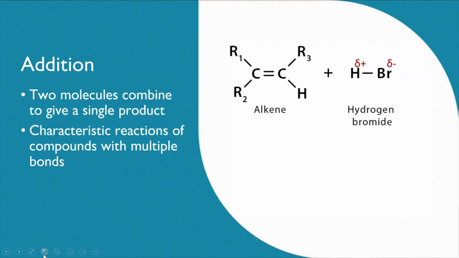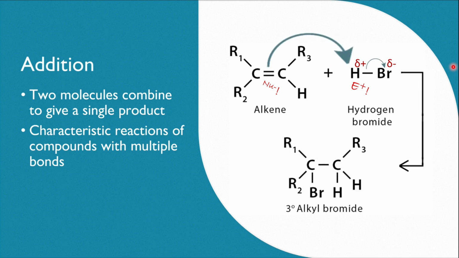In an addition reaction, two molecules combine to give a single product. This is characteristic of compounds with multiple bonds, such as in alkenes or alkynes. In this example, the alkene is the substrate and hydrogen bromide is the reagent. Since the substrate has a C double bond C, it acts as a nucleophile and will attack the electrophilic hydrogen on hydrogen bromide. Because an electrophile is being added first to the substrate, the reaction is named electrophilic addition. As seen in the equation, there is only one product produced in addition reactions.